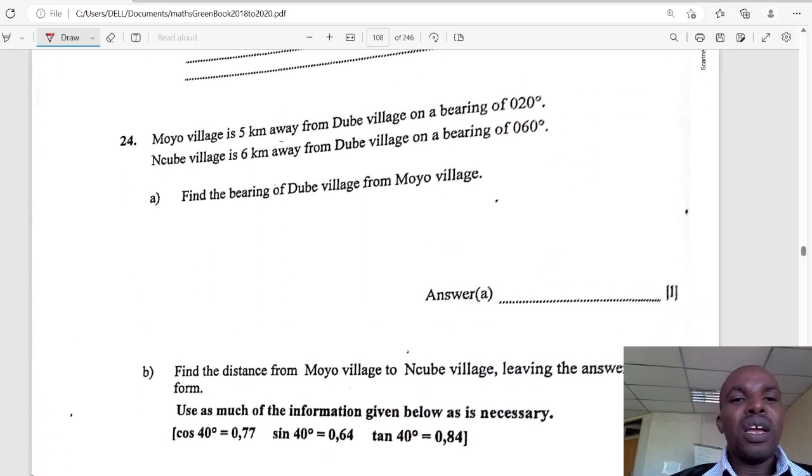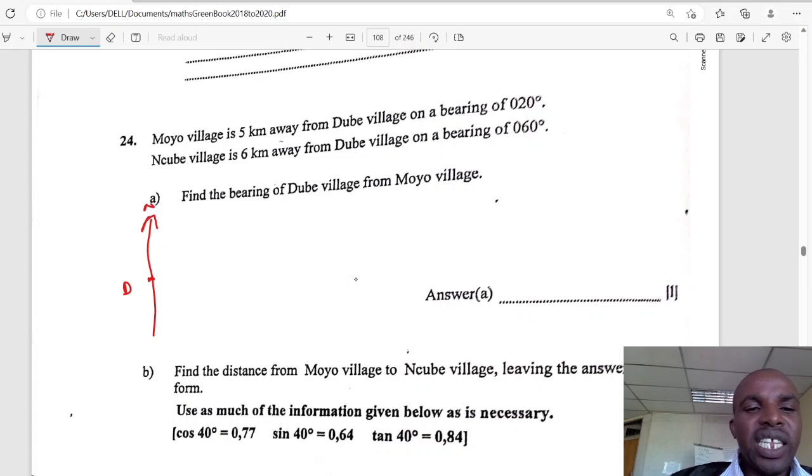Next question. Moyo village is 5 kilometers away from Due village on a bearing of 20 degrees. Ngube village is 6 kilometers away from Due village on a bearing of 60 degrees. Find the bearing of Due village from Moyo village. Right, bearing is always measured from the north of the from point in a clockwise direction. That's how you read your bearings, or you find your angles. So on the bearing of Due from Moyo. But first part, Moyo village is 5 kilometers away from Due village. From is Due. So if I put my Due village here, then I can put my north on Due.